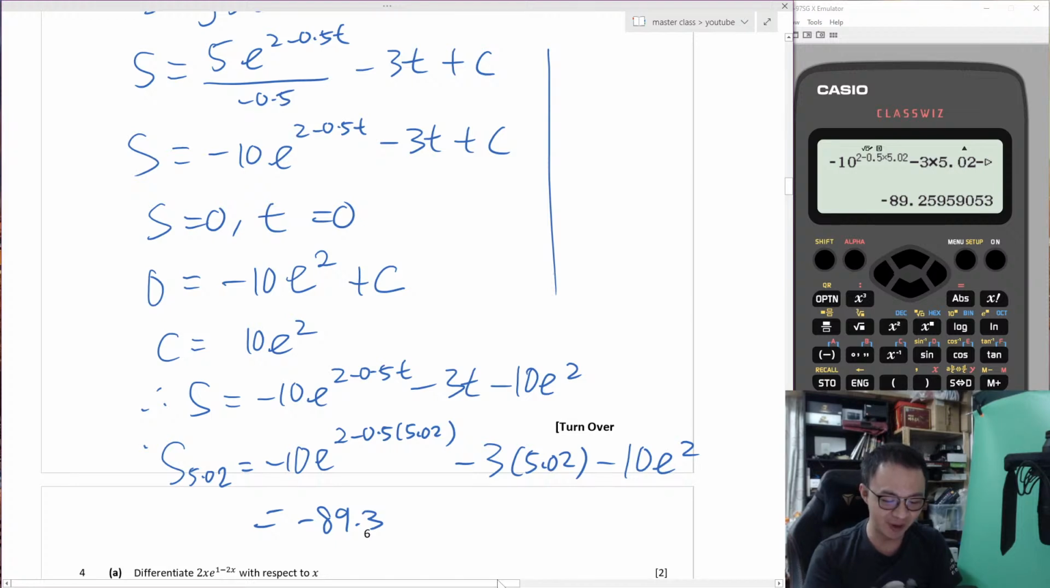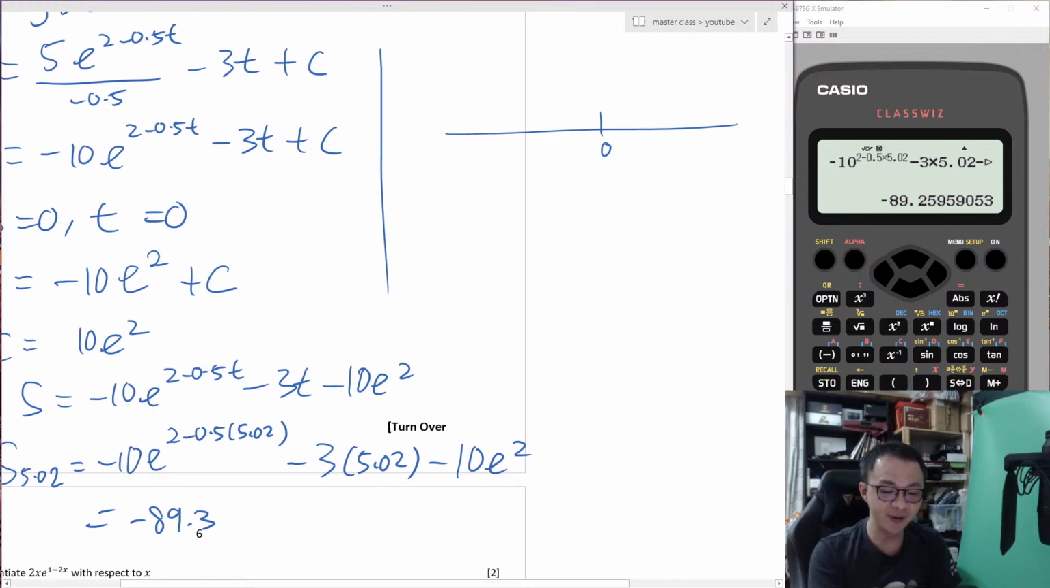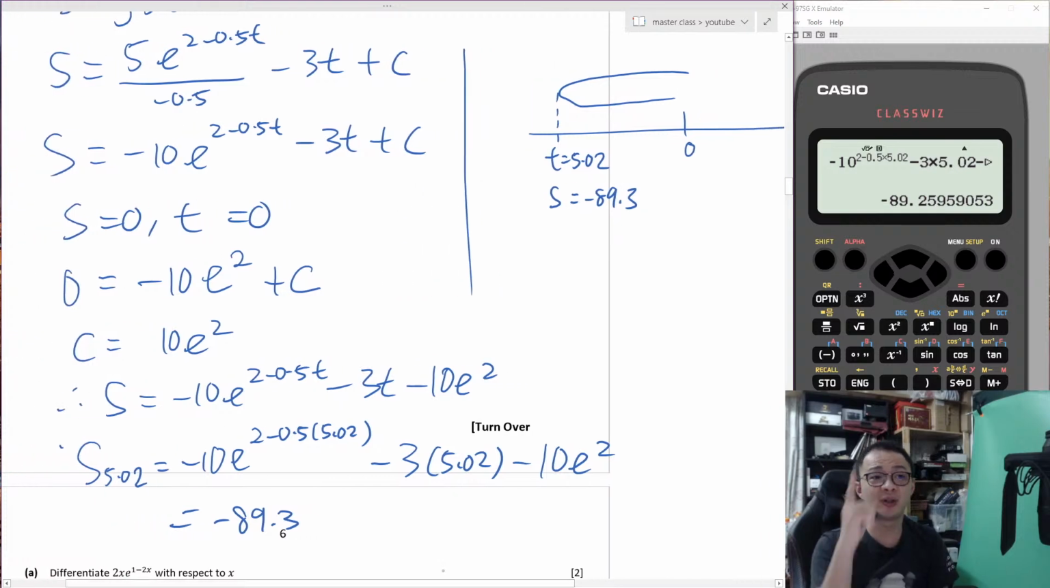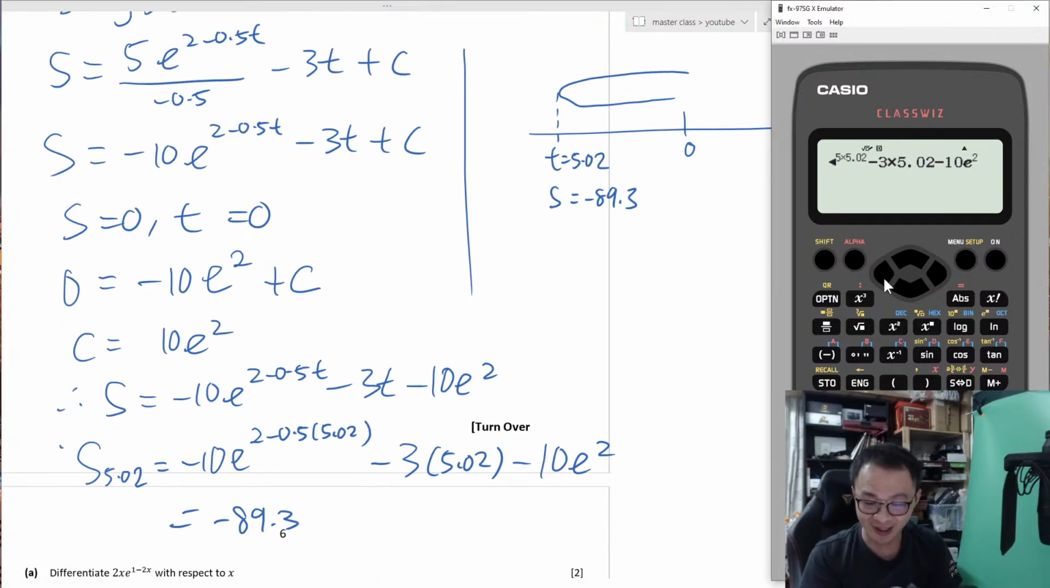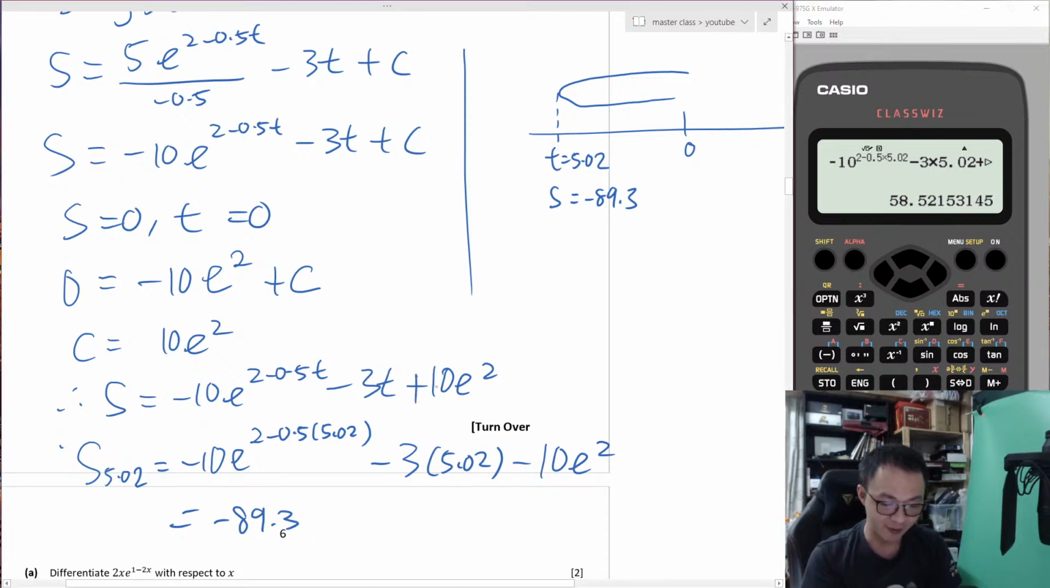Okay, so what we want to do here is, we know it starts from the origin, and then at time 5.02, the displacement will go to negative 89.3. Right now I want to know, because the particle only U-turns one time, and then it goes all the way to time equals 18. So here when I type, it must be plus, because it's positive. Okay, so it's 58.5.